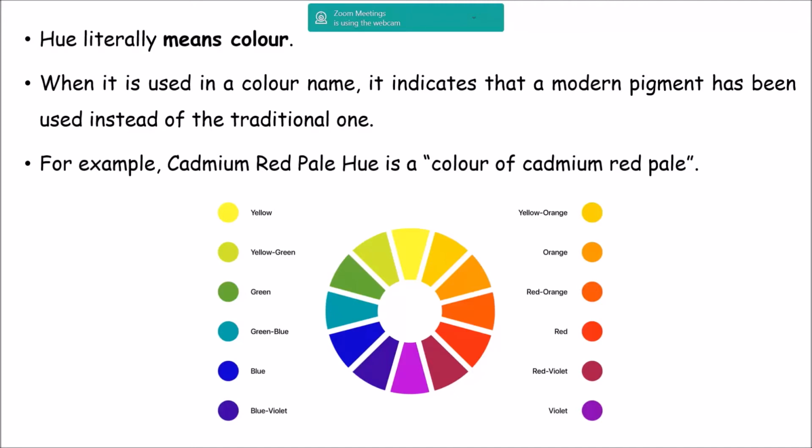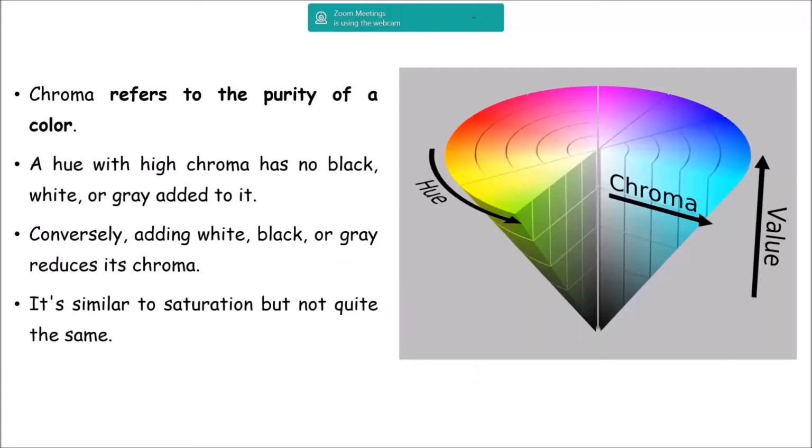Now, if you add yellow and green, you will get a yellow green. If you add green and blue, you will get a green blue. If you add green, and if you are going to add a little more of blue, you're going to get a violet. So like this, you can keep adding colors and you will be getting different colors of hue.